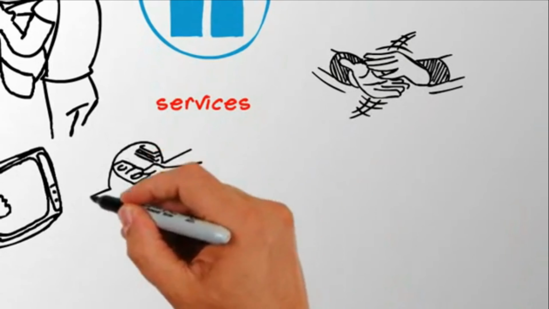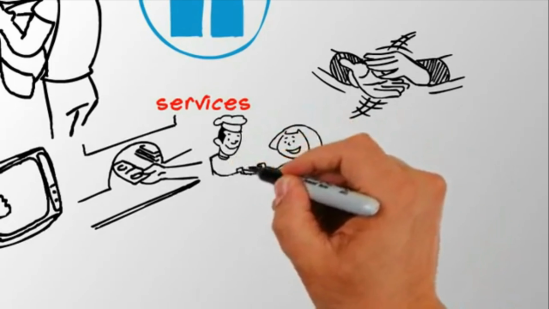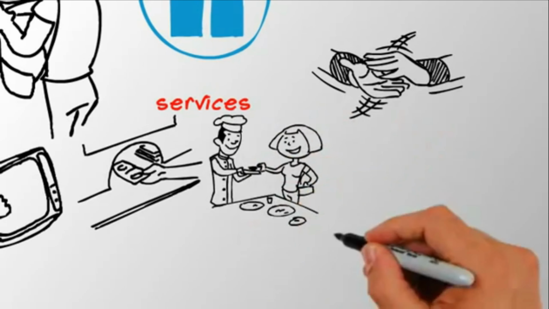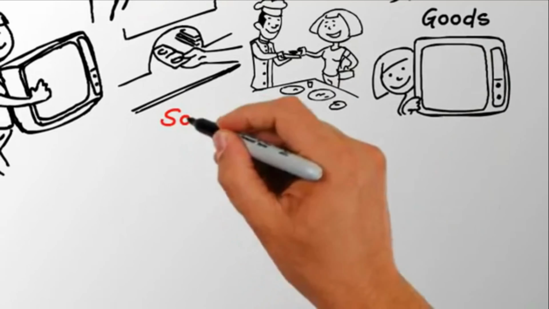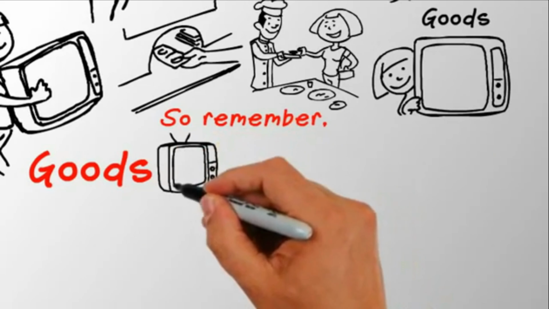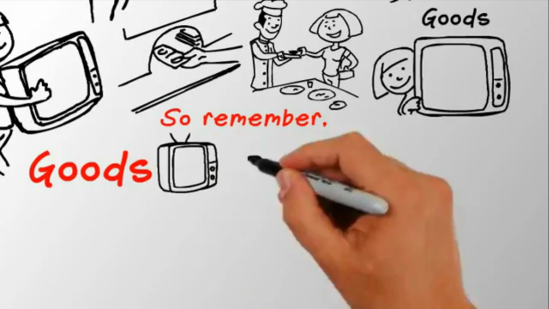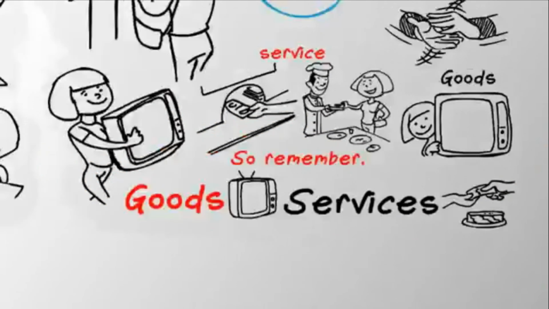She paid the people at the post office to mail her letter, and she paid the people at the restaurant to cook her lunch. She also bought a TV, and this is a good because she could take it home with her. So remember, goods are things that you can touch, feel, and take home with you at the end of the day. Services are things you pay other people to do for you.